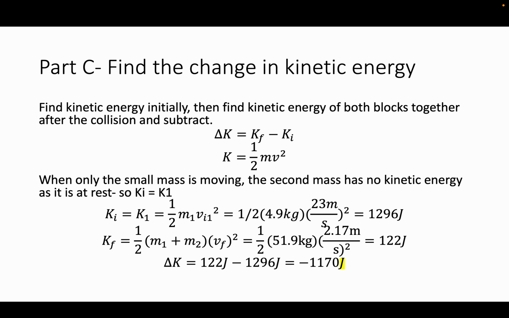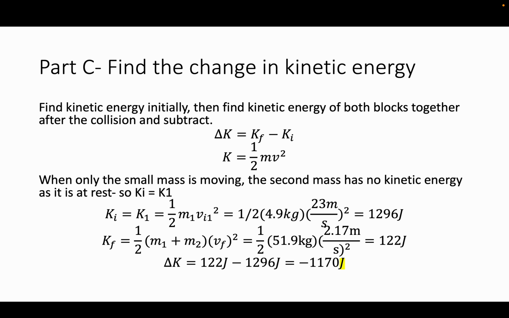And then for part C, find the change in kinetic energy. This one is kind of a weird twist, a departure, but it's very related, because in other problems in this problem set we used potential energy becoming kinetic energy, and used that difference to find momentum and things like that. But anyway, find the kinetic energy initially, then find the kinetic energy of both blocks together after the collision, the final kinetic energy, and then subtract: final kinetic energy minus initial kinetic energy. We know that kinetic energy is 1/2 mv squared. When only the small mass is moving, the second mass has no kinetic energy, because that formula involves velocity, and if there's no velocity, K equals 0.